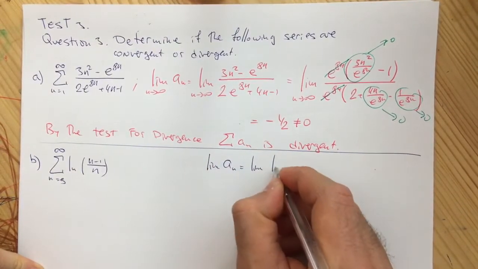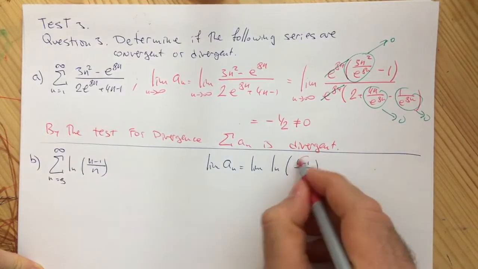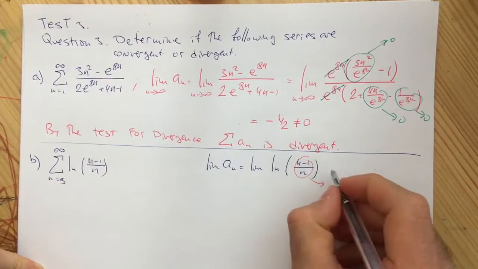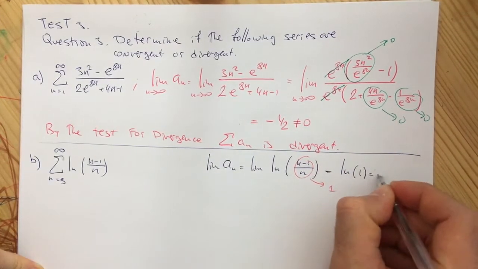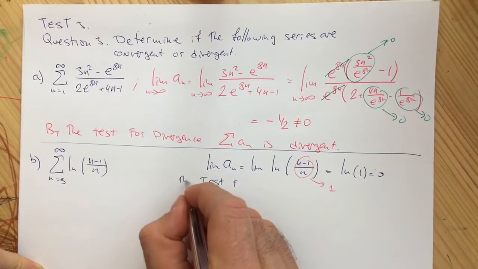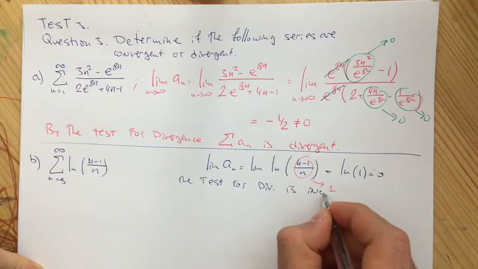So that's the limit of ln of (n minus 1) over n. This ratio here tends to 1. So we have ln of 1, which is 0, which means that the test for divergence is inconclusive.